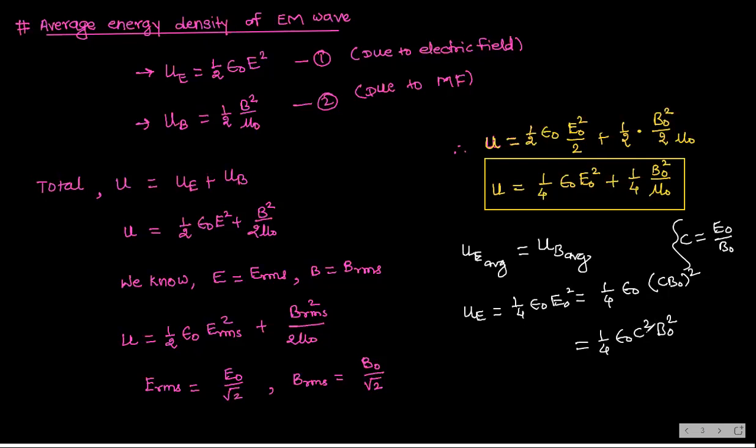And this C square is equal to what? This C square is nothing but 1 by under root mu naught epsilon naught whole square. That's why the square and square root get cancelled. So 1 by mu naught epsilon naught into B naught square. This epsilon naught cancels. And that's why 1 by 4 B naught square by mu naught. This is what UE is, and that is equal to UB average.